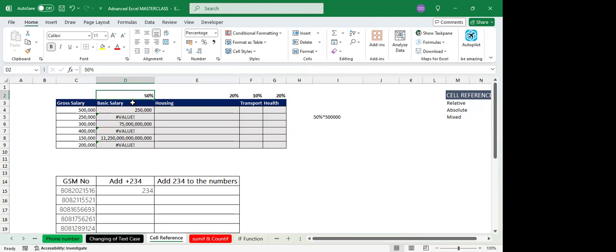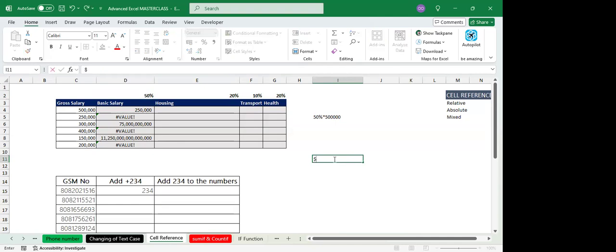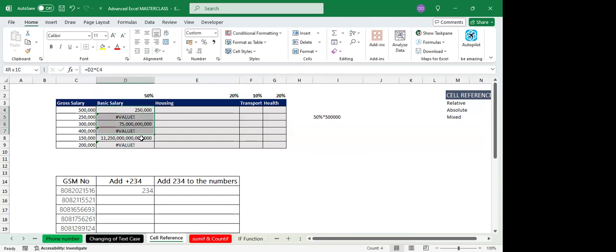Now, how do we now lock it? I mentioned it in the last class that the symbol to lock in Excel is the $ sign. This sign here is on 4, right? Is on 4. That's the symbol to lock. Are you with me? Now, let me show you how I will lock it.